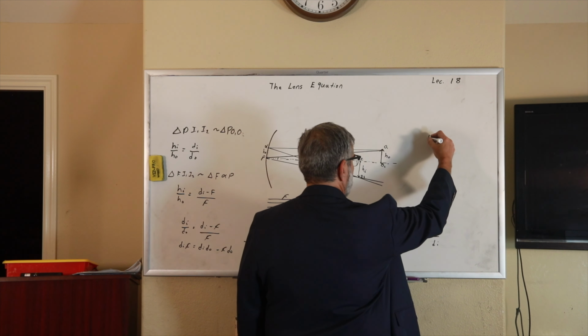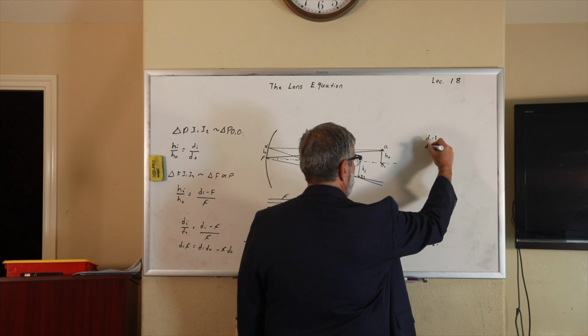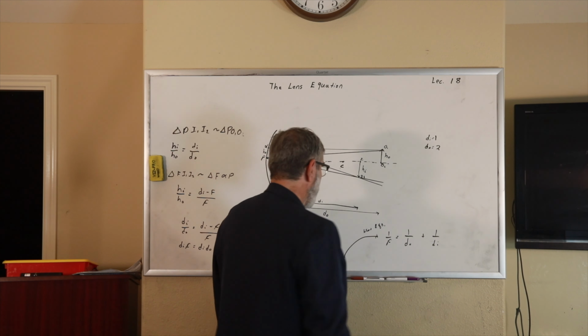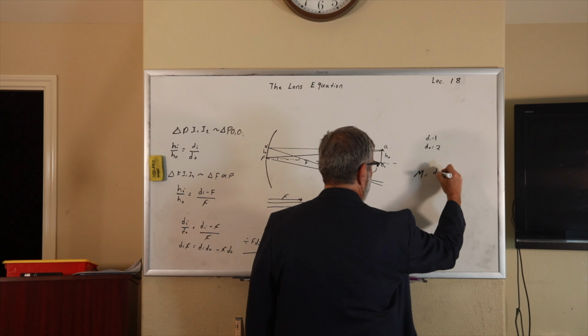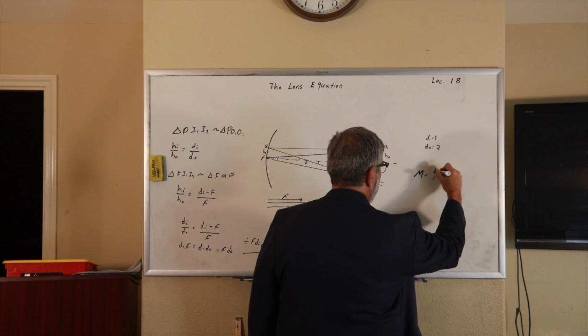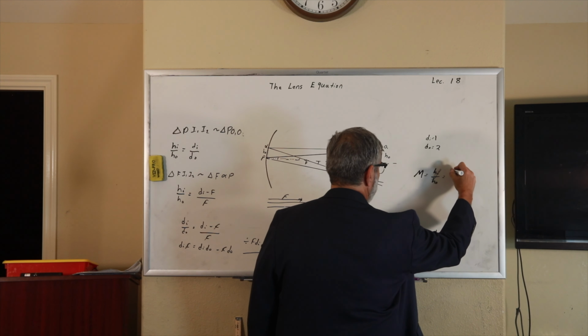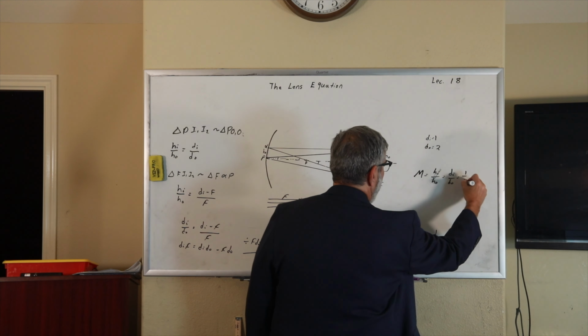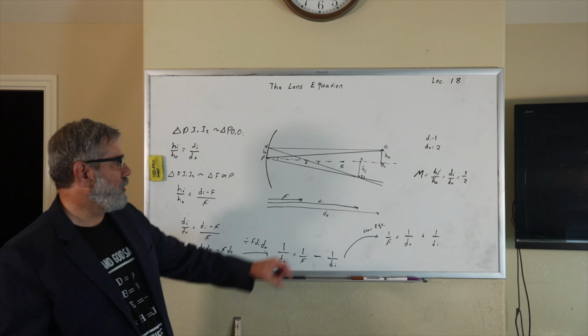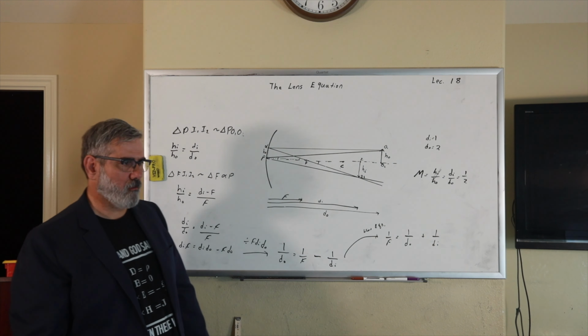So if the image distance was, say, 1, DI equals 1, and DO was equal to 2, then the magnification M would be, well really it's HI over HO, which is equal to DI over DO, which in this case is equal to 1/2. So that would demagnify. It would be reduced by a factor of 1/2.